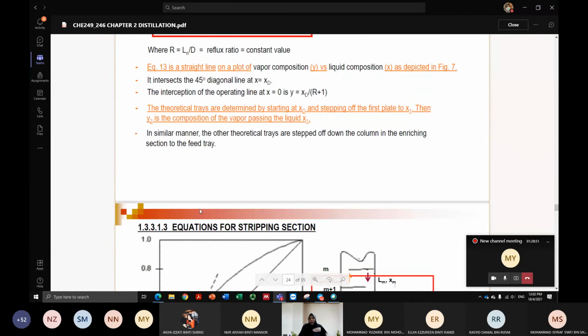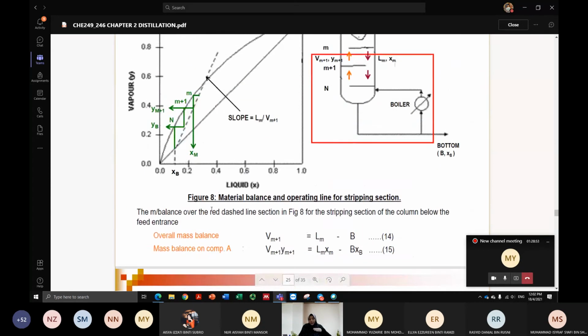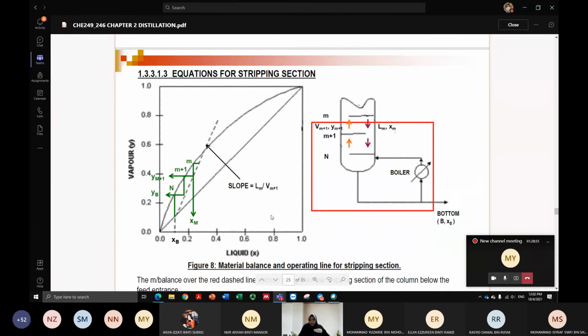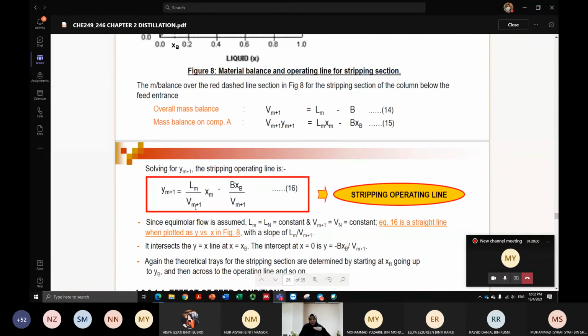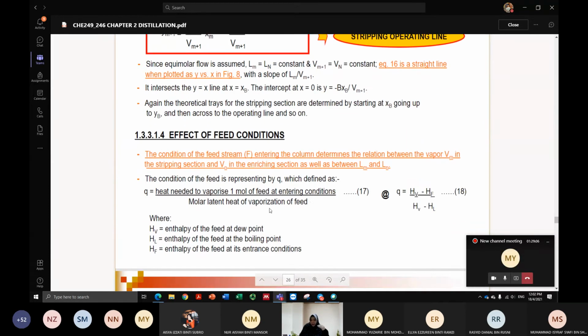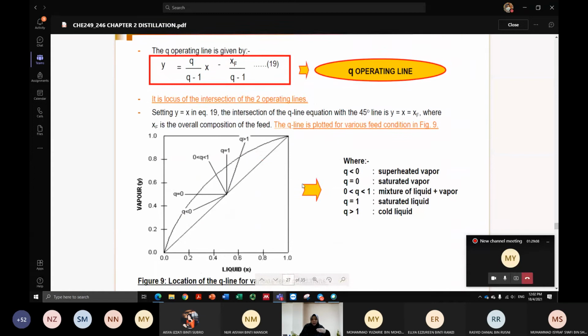Stripping is not that important, it just goes with the flow. But what is important is the gradient, which I mentioned already. Here you are given the feed for the Q operating line because it involves the feed condition. Do not confuse the mole fraction of the feed with the mole fraction of the distillate.